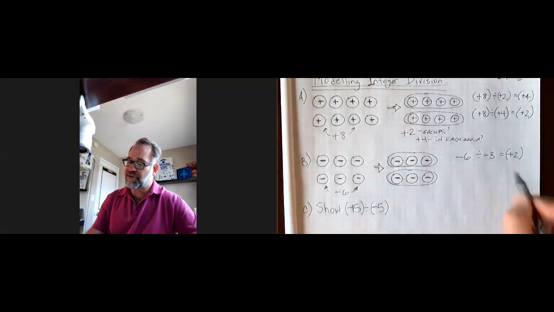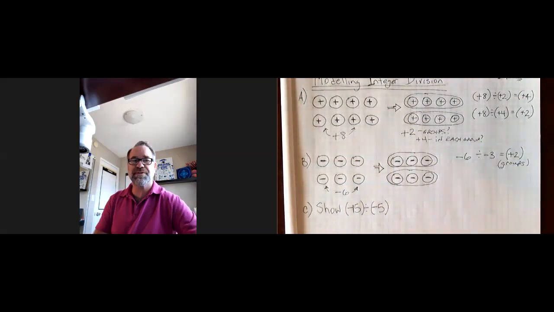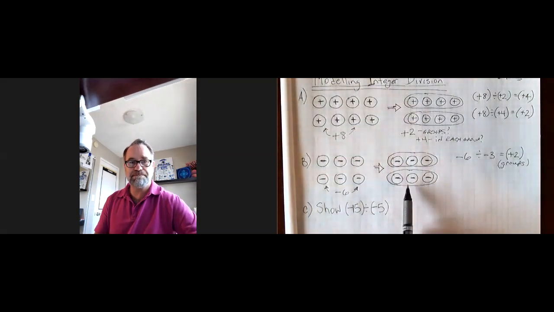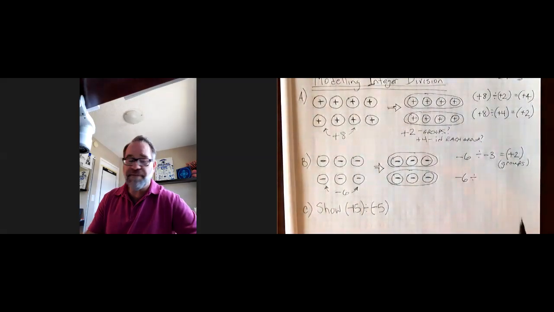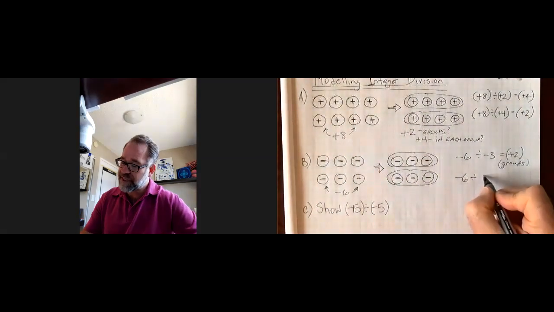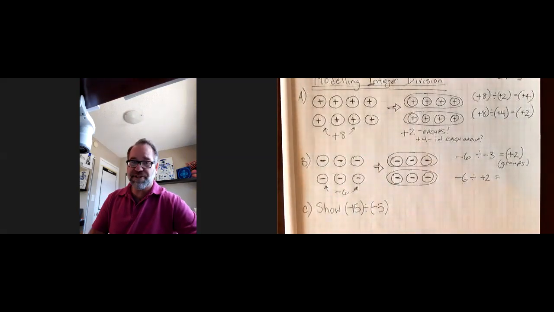And the answer is, in this case, we're talking about the number of groups. There's 2 groups of -3 in this model. Any questions? Okay, just stop, think about it for a second. But it would also be equally true if we started off with the -6 and we said, let's divide it into 2 equal groups.